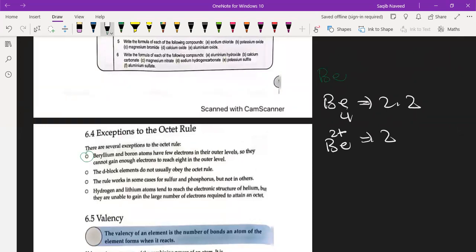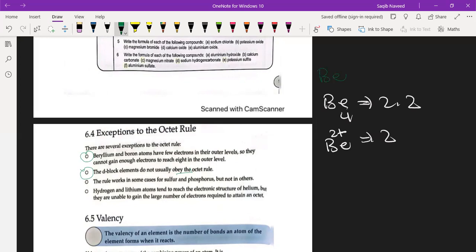This is the first exception, and the second exception is that d block elements do not obey the octet rule. What is meant by d block elements? Where are they present in the periodic table? The transition metals, between the s and p block. They do not obey the octet rule, right?